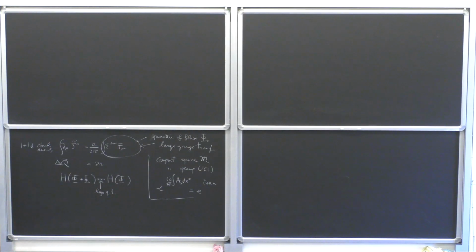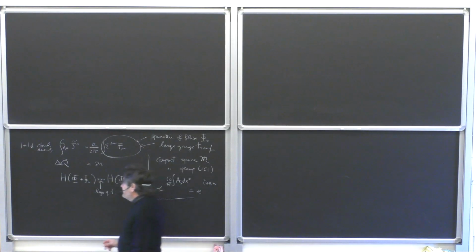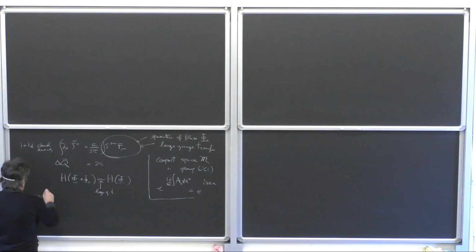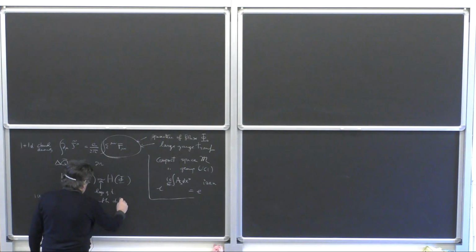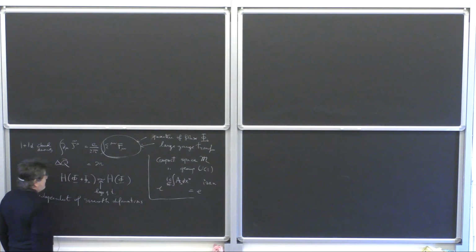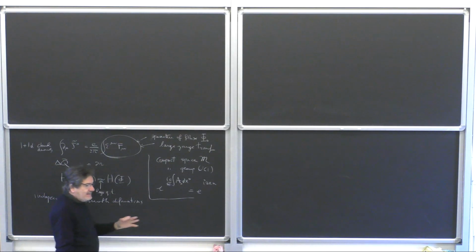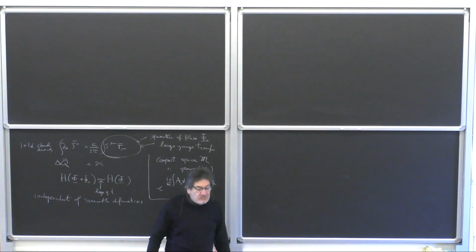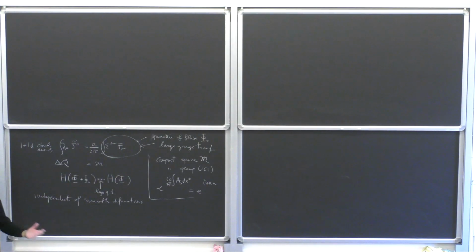And also, because of this, they are independent. The effect that you are describing is independent of smooth deformations. So if you have a physical system which is associated to this quantity, then you find a characterization of a system which is independent of smooth deformations. Smooth deformation of what? Well, smooth deformation of the external background.